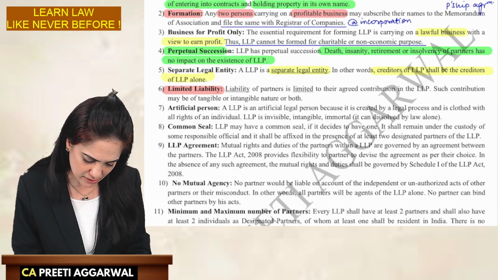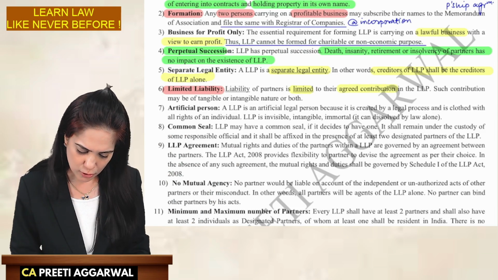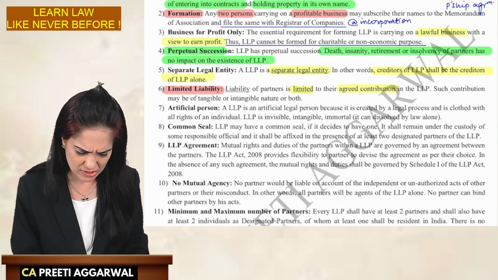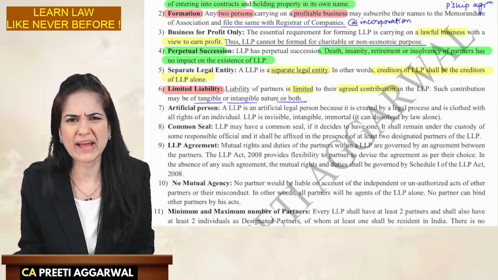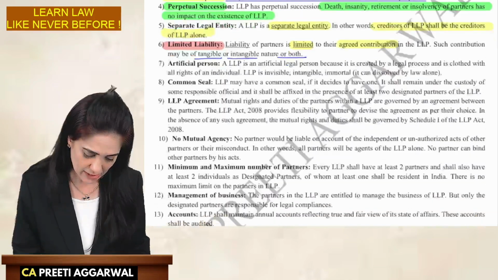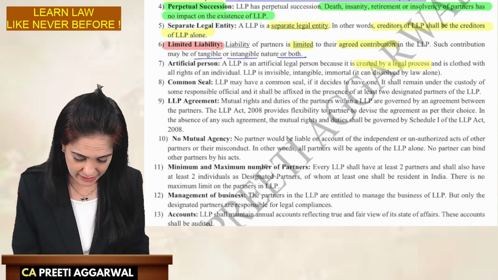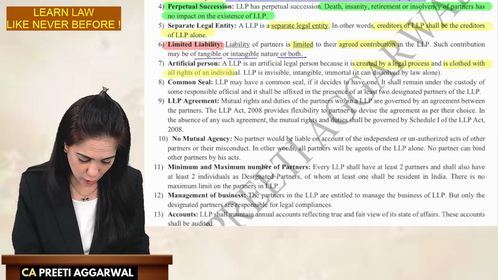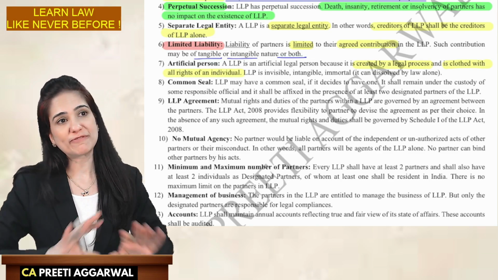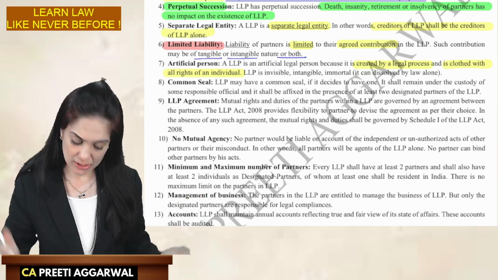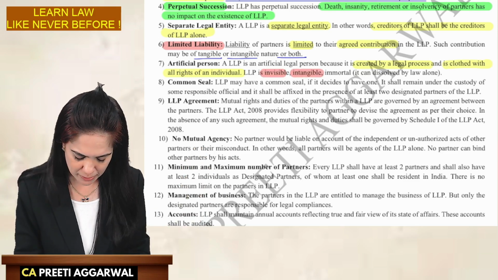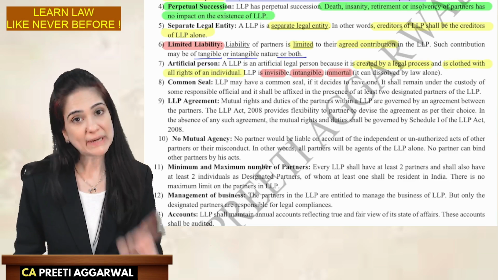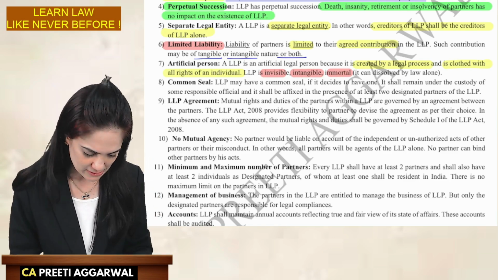So liability of partner is limited to the extent of their capital contribution. This contribution may consist of either tangible or intangible assets, or both. It's an artificial person. It is created by law. It is clothed with all the rights of individual. It can perform all the acts like a natural person. It is, however, invisible, intangible, immortal. But it is not fictitious, that we discussed.